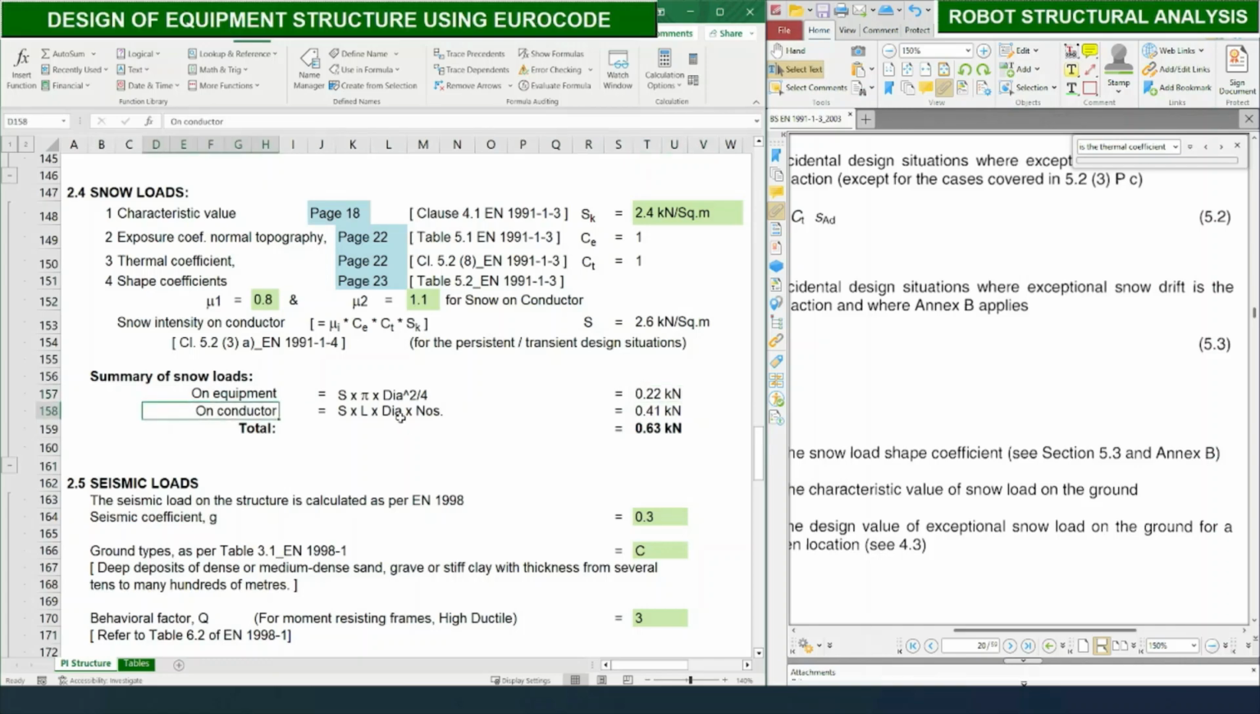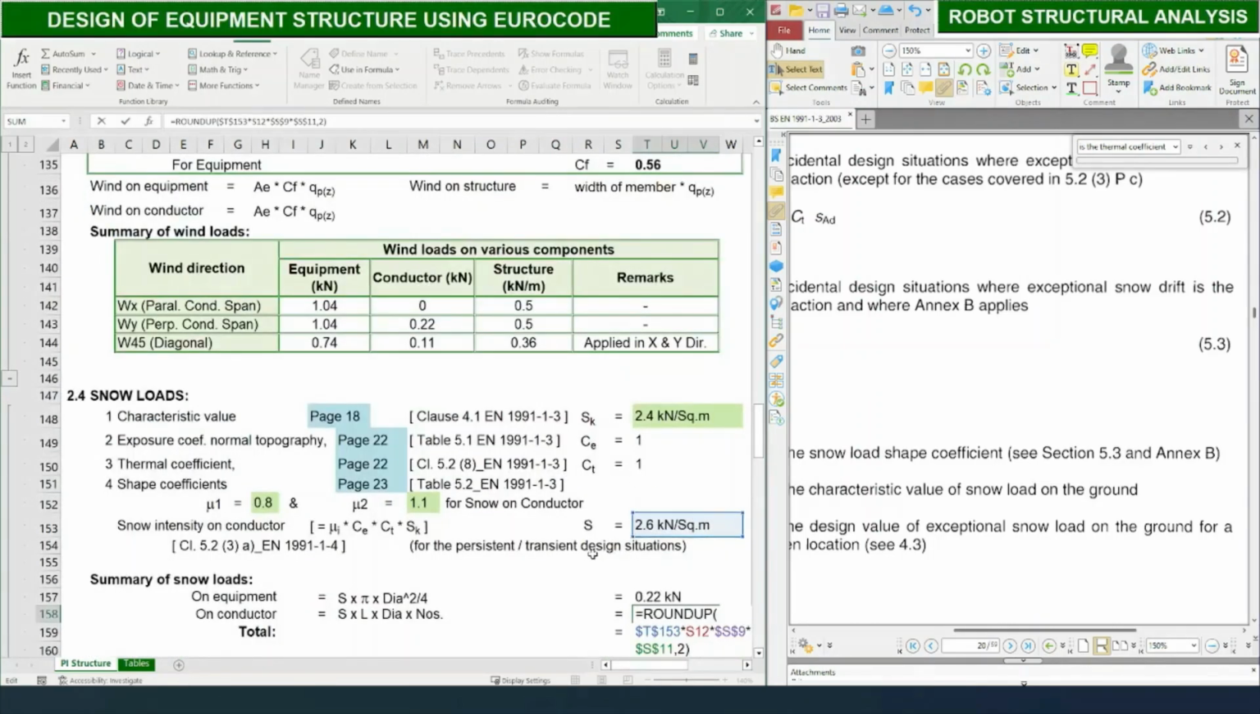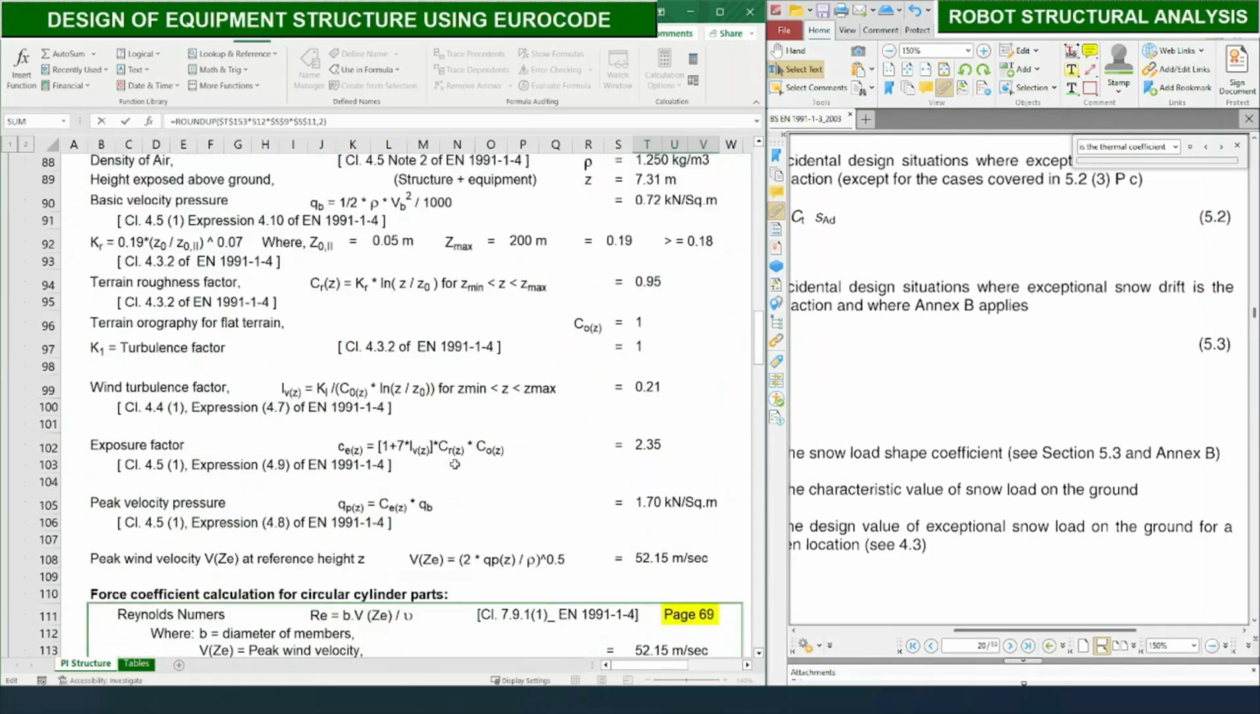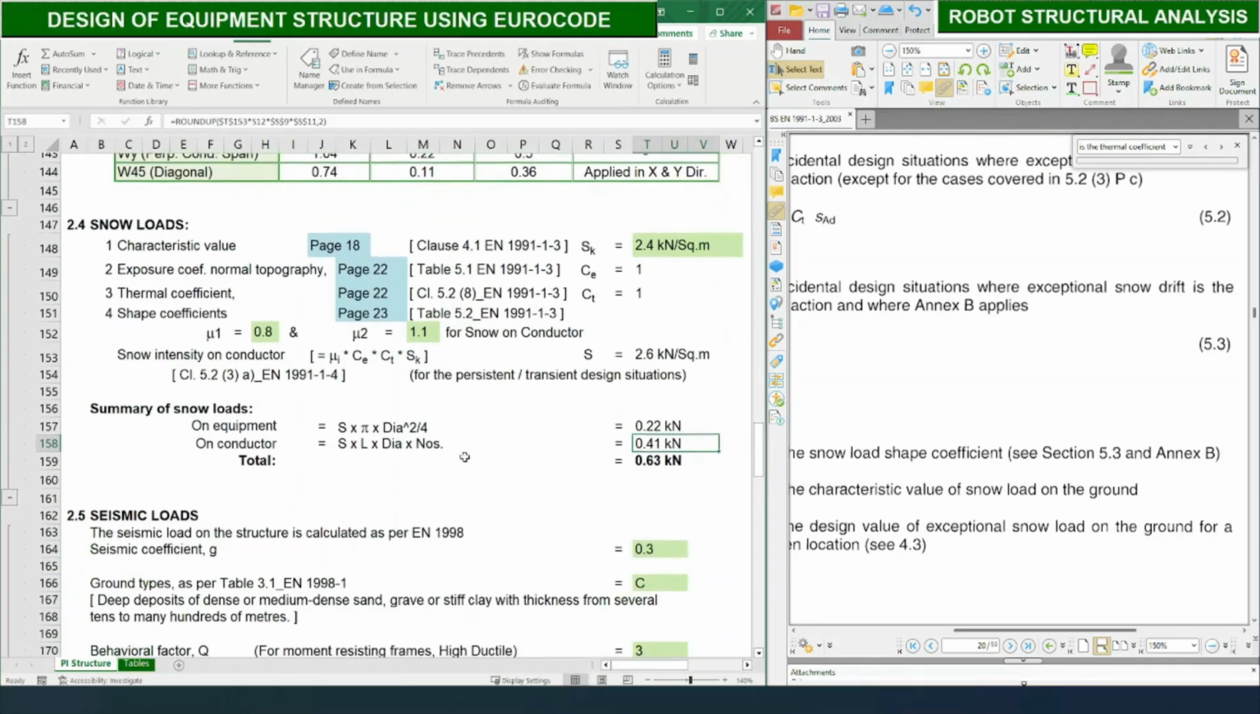For the conductor, we can multiply the length, the diameter and the number of conductors with the intensity of snow. So it is 2.6 into the span of the conductor, which we already know is 4, and the diameter is 20 mm, into two numbers of conductors that we have. Applying that, we can find the snow load in kilonewton on the conductor. By adding these two, we get 0.63 kilonewton.